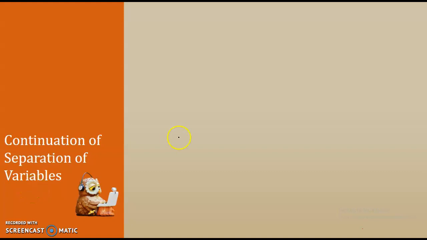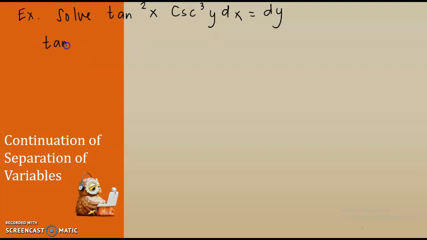Okay, let us continue the separation of variables. Another example: solve tangent squared x cosecant cube y dx equal to dy. Since this example is under the separation of variables, we have to separate the variable x from the variable y. We have tangent squared x dx is equal to dy over cosecant cube y.